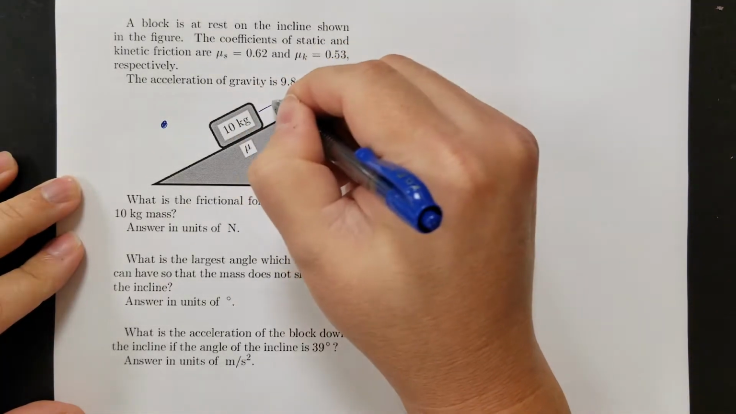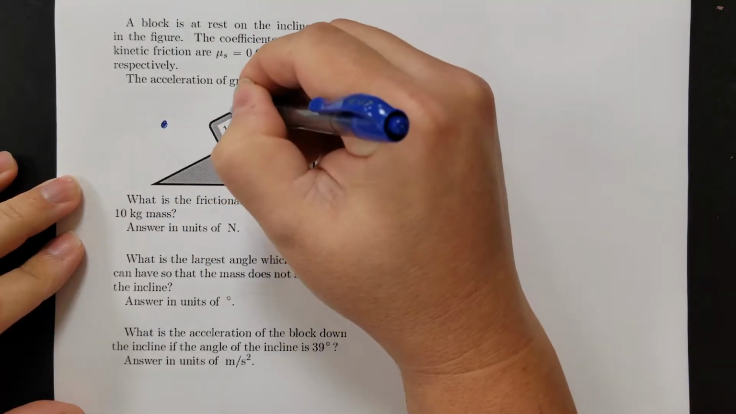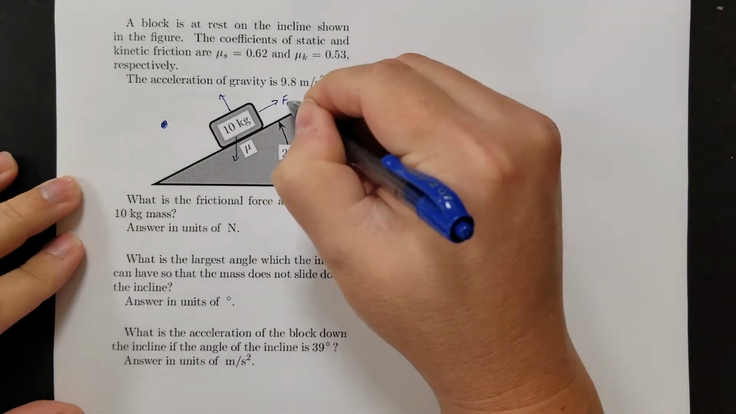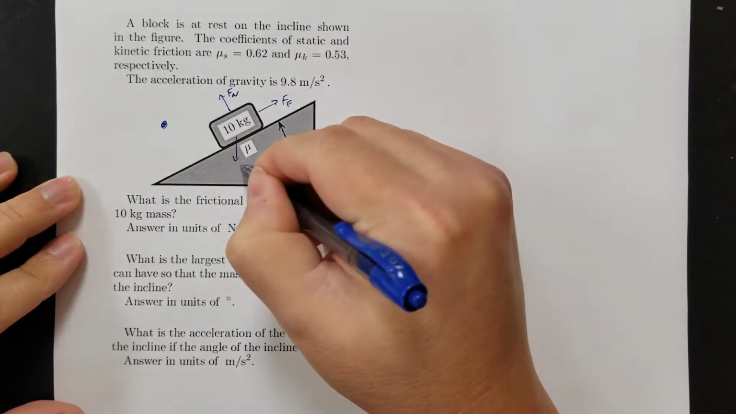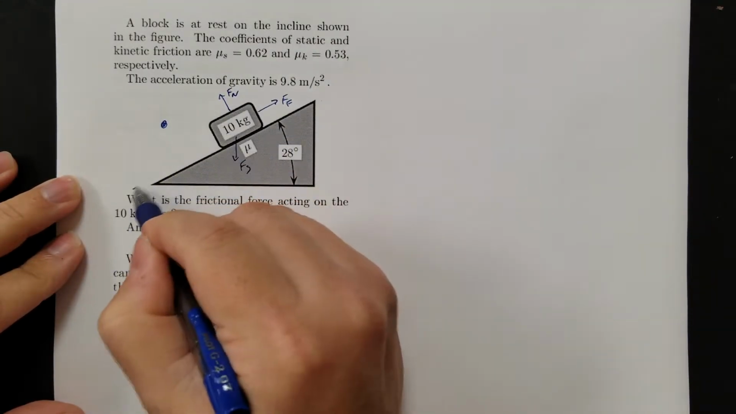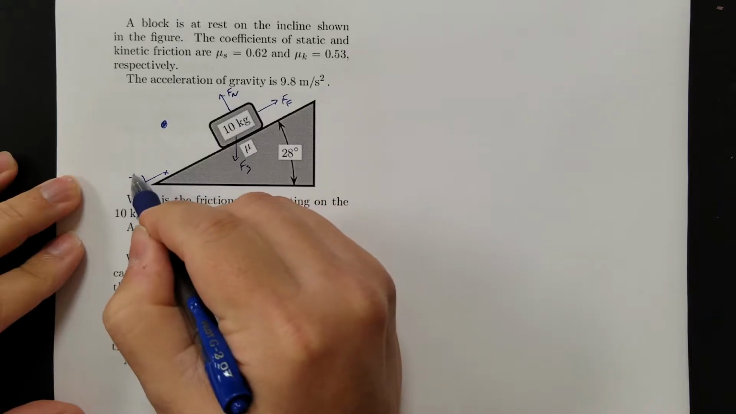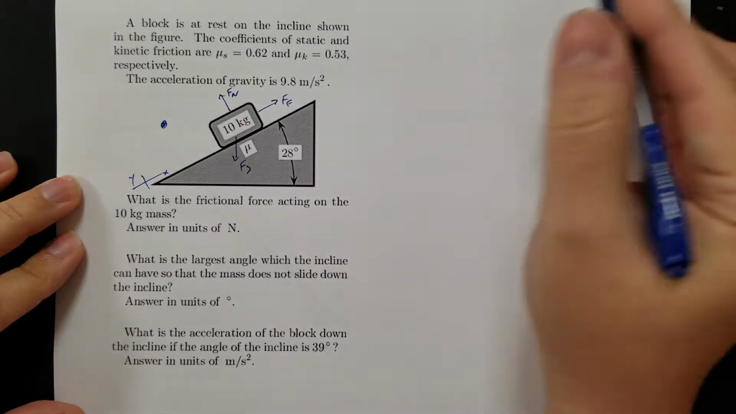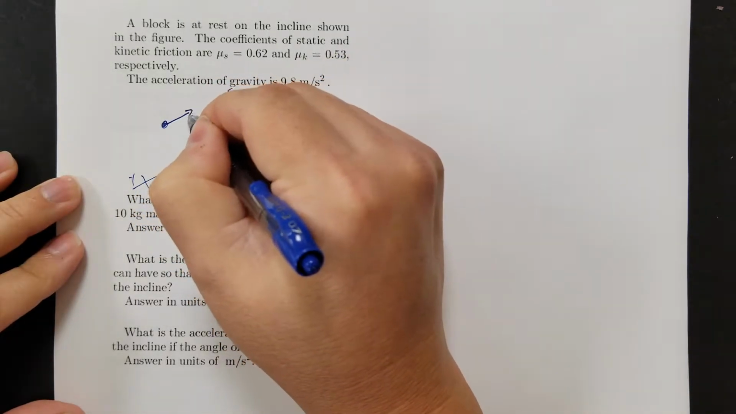So there's friction pulling that way, there's the normal force up, and there's gravity pointing down, right? So this is normal force, this is Fg. But remember, because this is on an incline, we're going to turn our axis to look like this. So I'm going to split Fg into a cosine and a sine component. So my free body diagram is going to look like this.